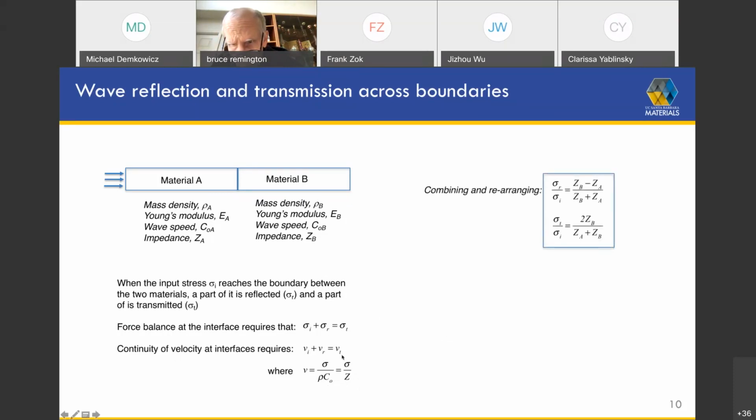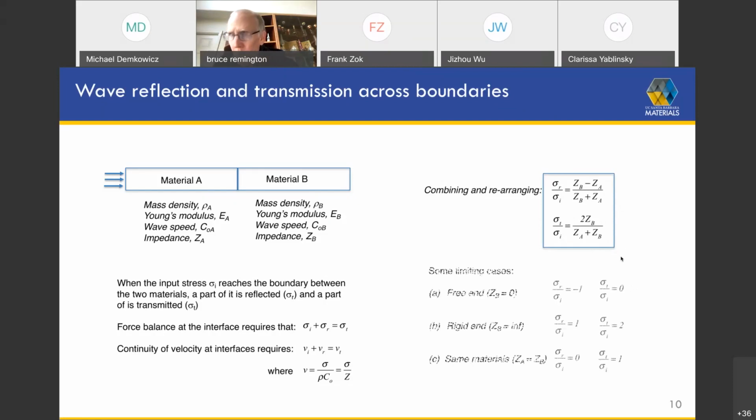If we combine these equations, and that's all you need here, you can get immediately at both the reflected and the transmitted stresses normalized by the incident stress. And so what you find here very simply is that the reflected stress is simply the difference between the acoustic impedance of material B and material A divided by the sum of the two acoustic impedances. The transmitted stress is twice the acoustic impedance of material B divided again by the sum of the two acoustic impedances. Okay? Very useful result in understanding how waves behave at boundaries.